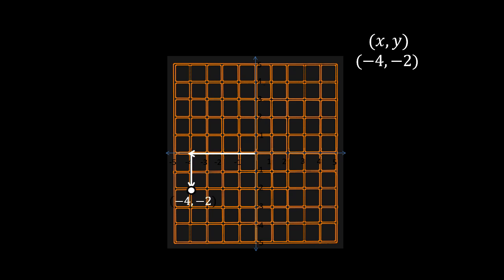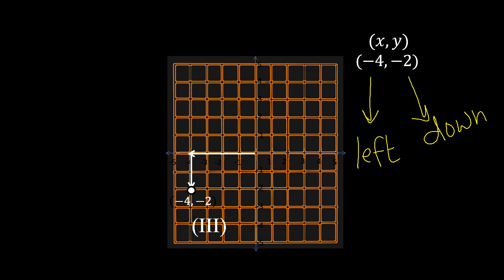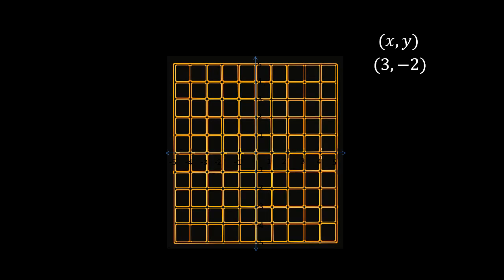Now (-4, -2). The X coordinate is negative, so we're going to go to the left, and the Y coordinate is negative, so we're going to go down. Instead of going up, we're going to go down. So we're going to go horizontally 4 units to the left and vertically 2 units down, and this point is located in the third quadrant. Now we have (3, -2), so we're going to go horizontally 3 units to the right and 2 units down, and this point is located in the fourth quadrant.